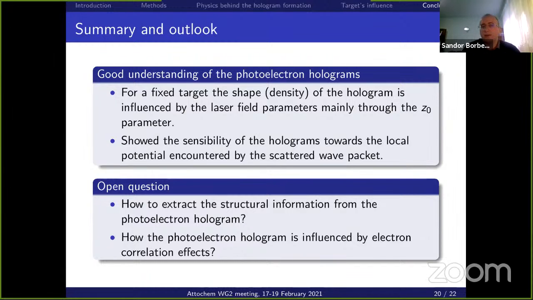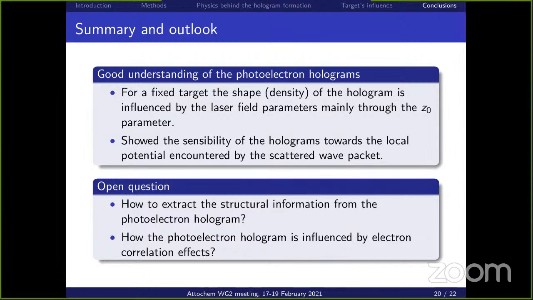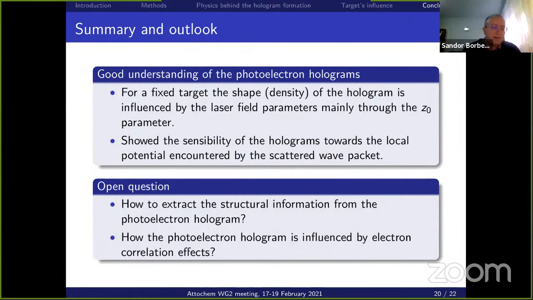We can say that we have a very good understanding of how the photoelectron hologram is formed. We know how the laser field is influencing the density of the interference pattern. We showed that the photoelectron hologram is target sensitive and is not influenced too much by the initial state's angular symmetry. But in order to have a very nice and useful technique, there are some open questions which should be answered.